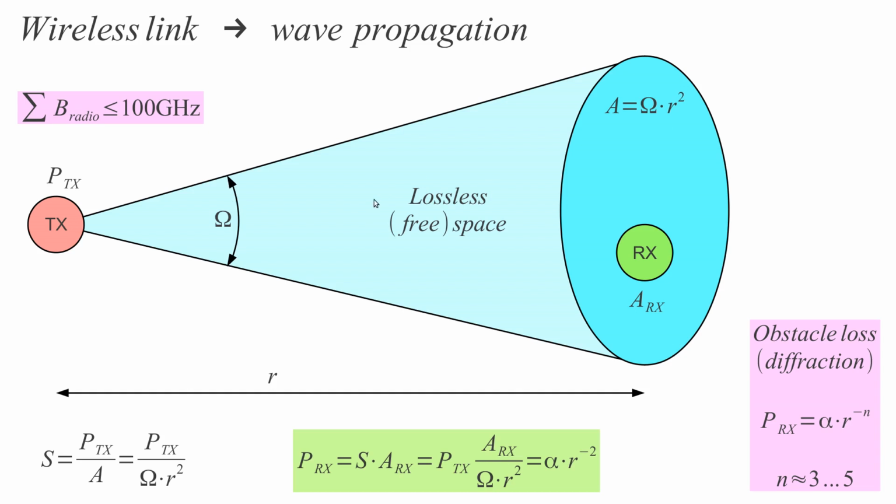If we have no losses in the free space, so we have a lossless free space, like vacuum is a lossless space. Also, the Earth atmosphere is quite transparent at some frequencies, like radio frequencies, like visible light is quite transparent. This beam at the range R expands to a surface that's omega solid angles times r squared.